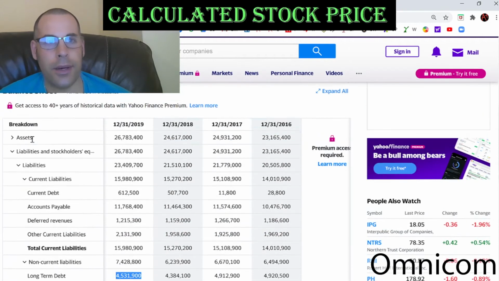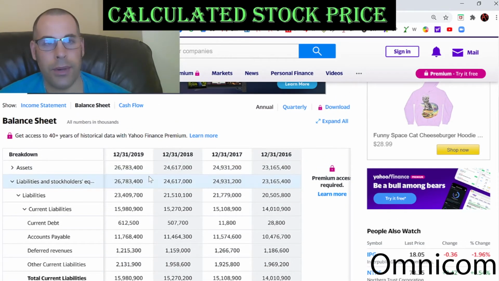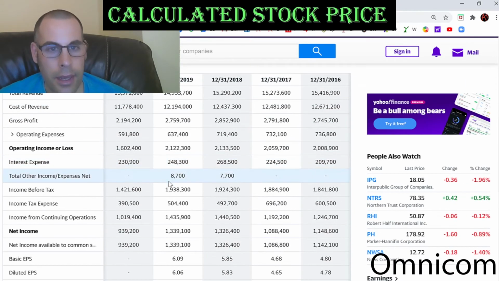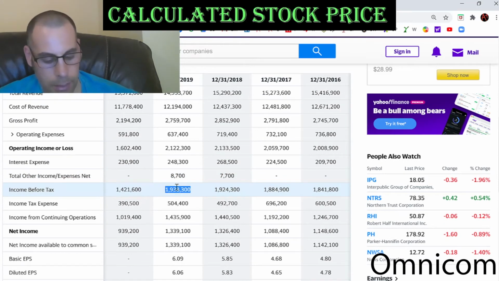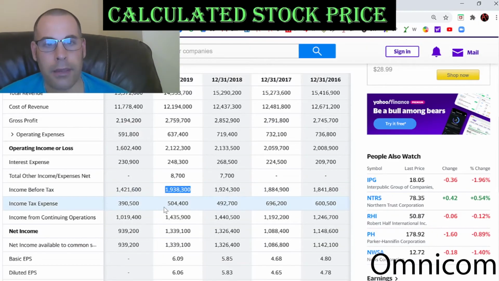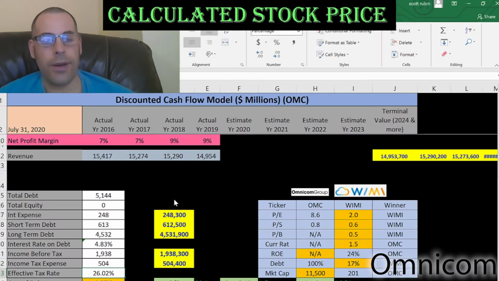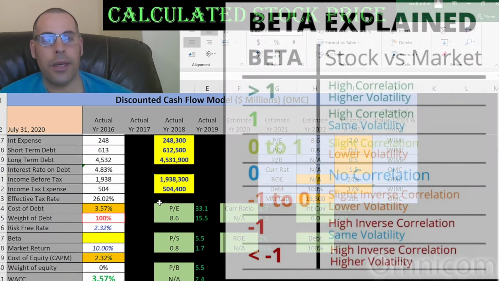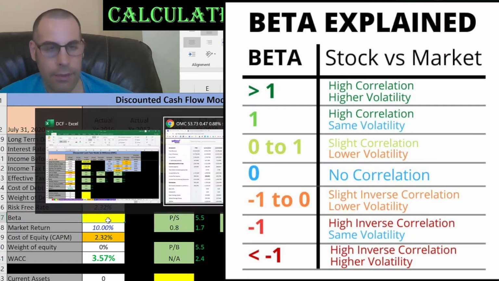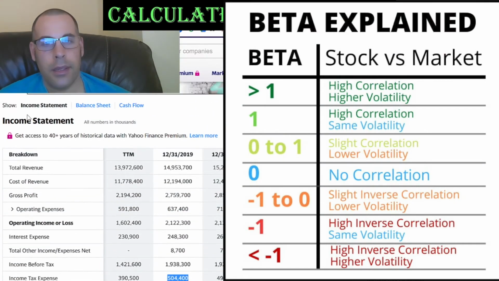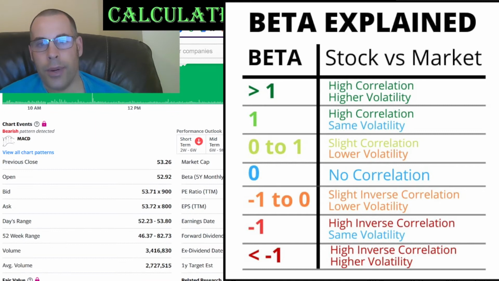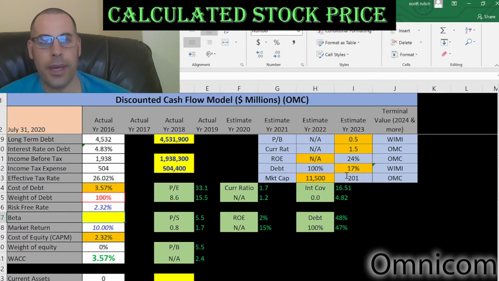Interest is tax deductible, so let's get their effective tax rate. We'll go back to the income statement. Income before tax of $1.9 billion. Income tax of $504 million. So their effective tax rate is 26%, which means the cost of debt is 3.57%. Now to get the cost of equity, we need the beta. That's how volatile the stock is. They have a beta of 0.74, so the stock moves less than the market. The market as a whole has a beta of 1.